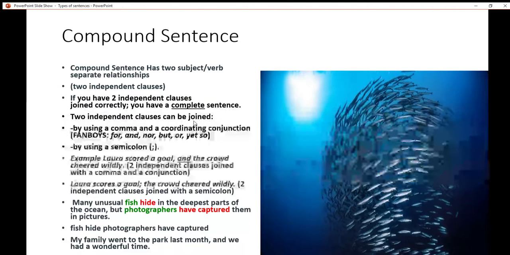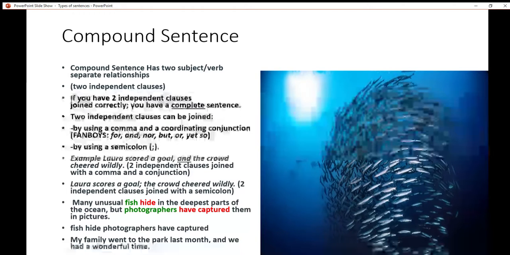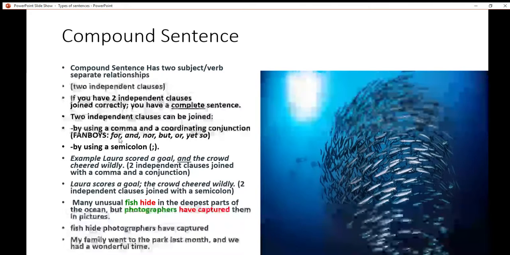And 2 independent clauses can be joined by using a comma and a coordinating conjunction. Coordinating conjunctions are known as FANBOYS. F stands for for, A stands for and, N stands for nor, B stands for but, O stands for or, Y stands for yet, and S stands for so. Also, you can use a semicolon.